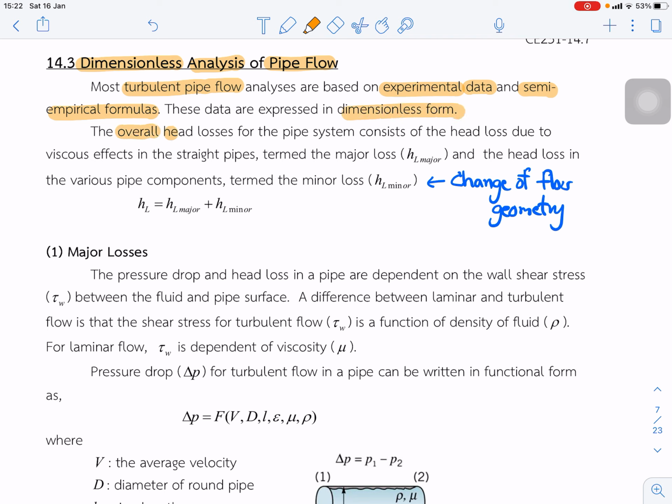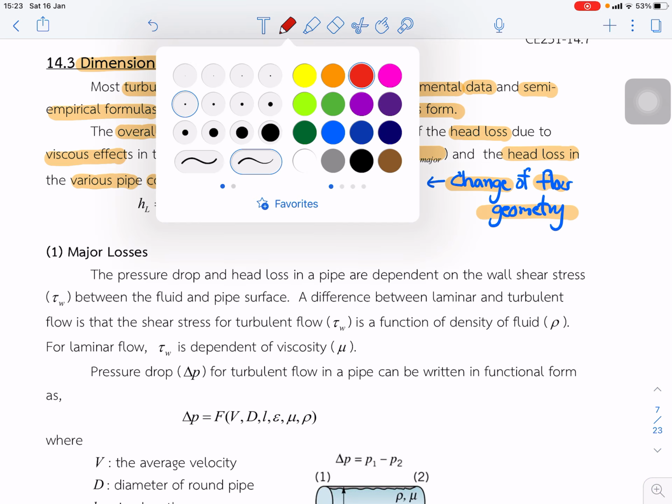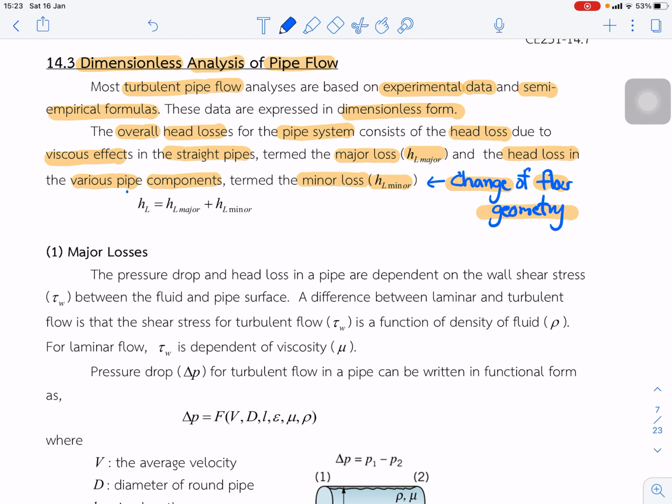The overall head loss for the pipe system consists of the head loss due to the viscous effects in a straight pipe, in terms of a major loss, and we use the symbol h_L major. And the head loss in the various pipe components in terms of minor loss, or h_L minor. Normally it comes from the change of the flow geometry. So the total loss is equal to the major loss plus the minor loss.